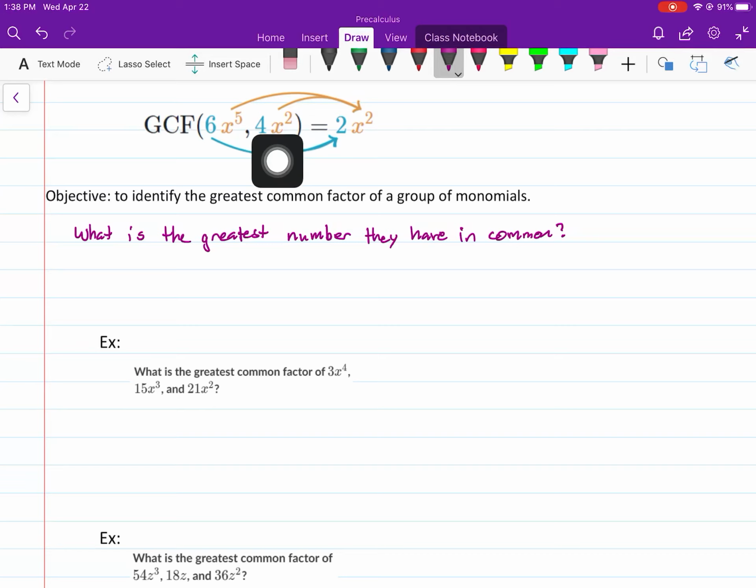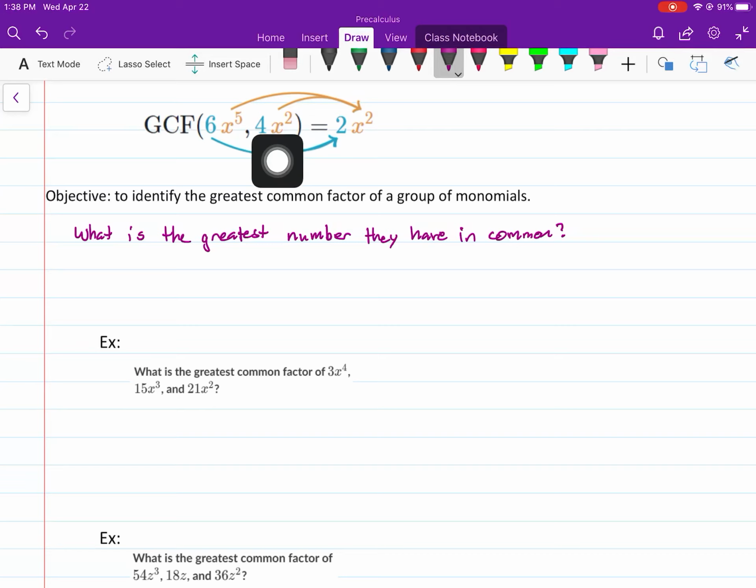And then what about the x squared and the x to the 5th? Well, the greatest thing we can take from both of them would be x squared, because the x to the 5th contains 5 x's, the x squared has 2 of them, so the most we can take from both of them would be 2 x's. So we actually look at the lowest power when it comes to the variables. So let's just look at an example.